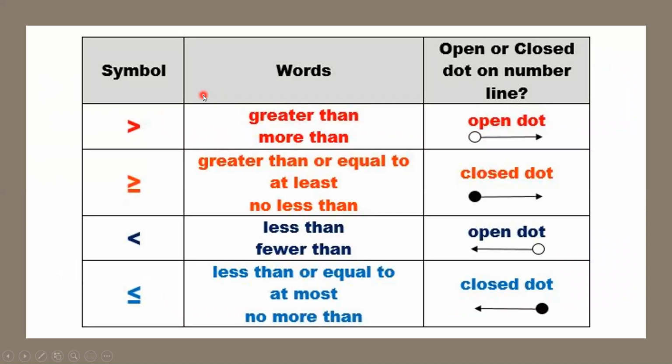These are the symbols that we use in our inequalities. This symbol is greater than, or we can say more than, and when you show it on the number line, it will be represented with an open dot. This is greater than or equal to, and when we represent this on the number line, it's going to be a closed dot. This is less than or fewer than, and it will be represented on the number line with an open dot. This is less than or equal to, and it's going to be represented with a closed dot on the number line.